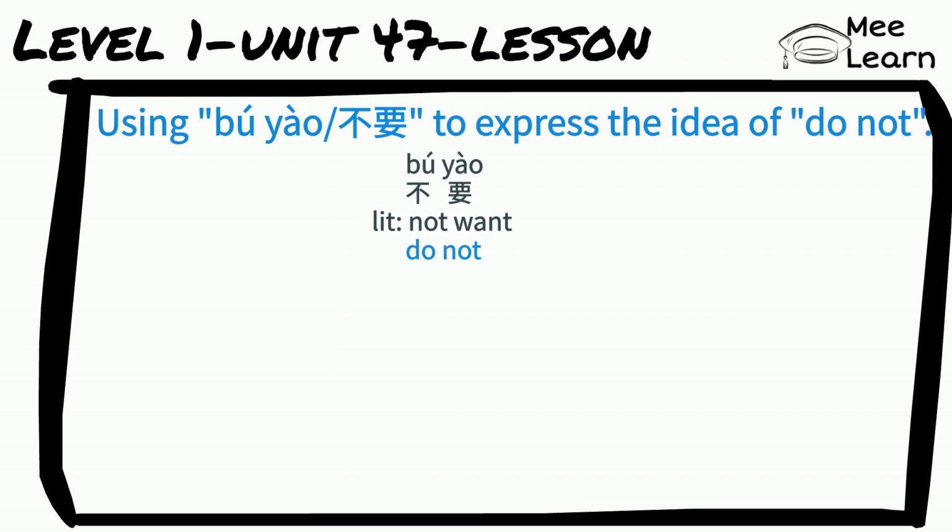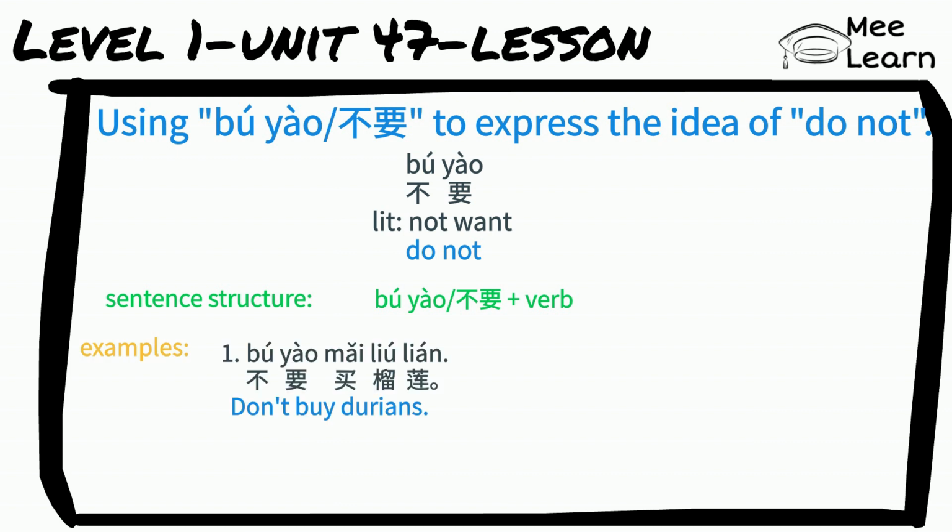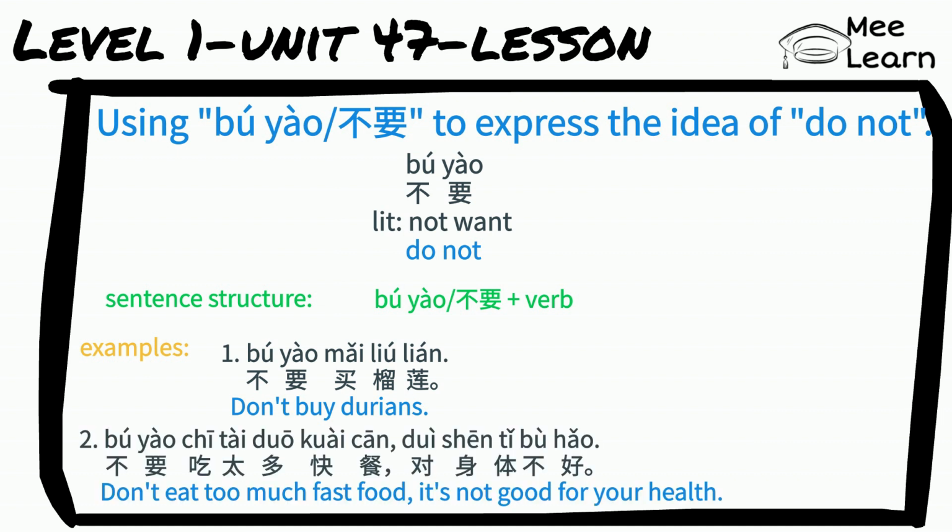Using 不要 to express the idea of do not. 不要 literally means not want, but it actually means do not here. The sentence structure is like this. 不要 plus verb. For example, 不要买榴莲 Don't buy durians. 不要吃太多快餐对身体不好 Don't eat too much fast food. It's not good for your health.